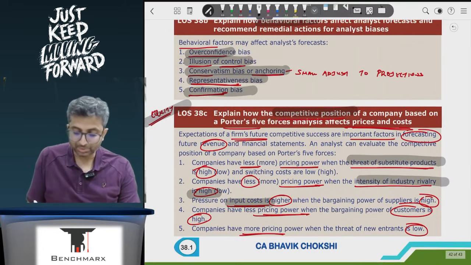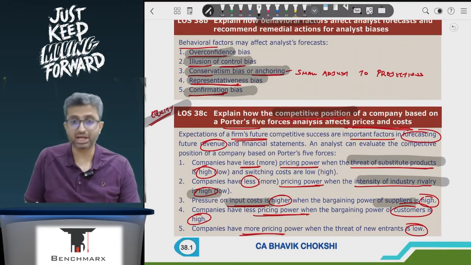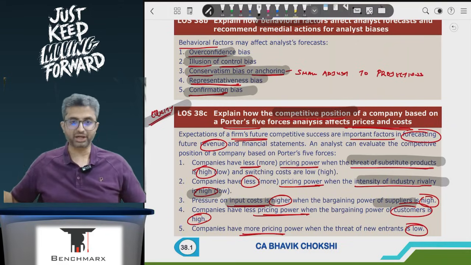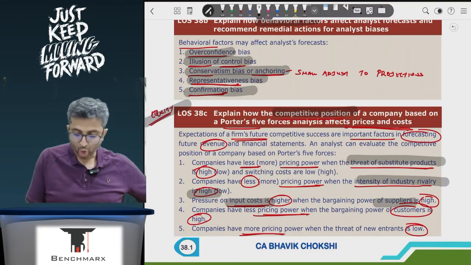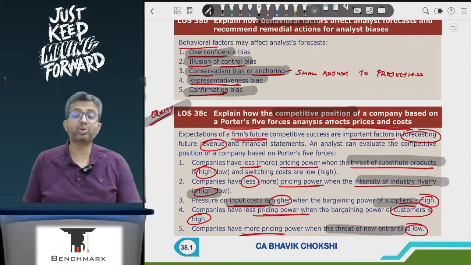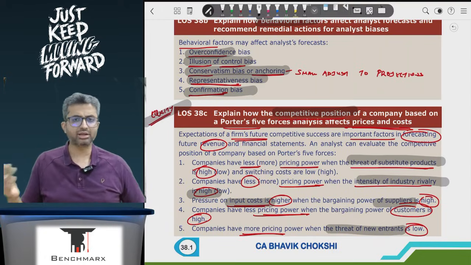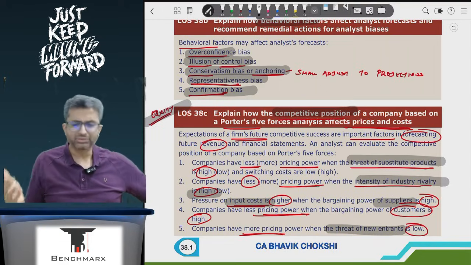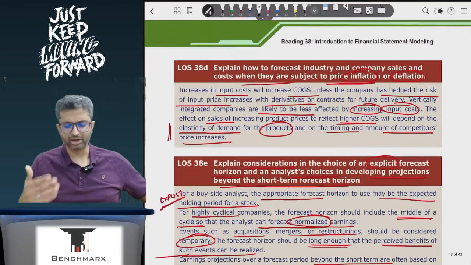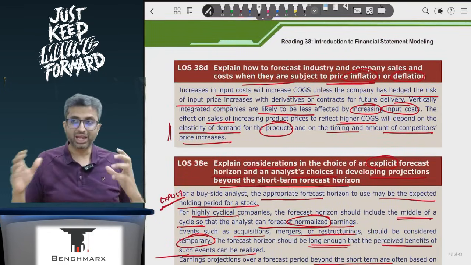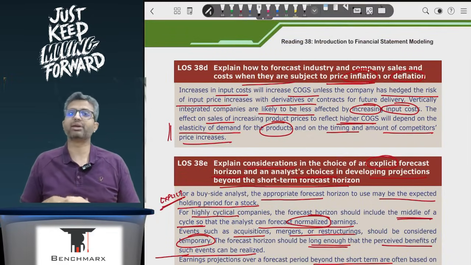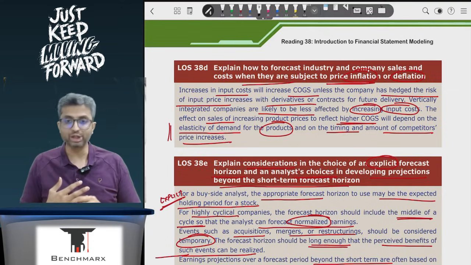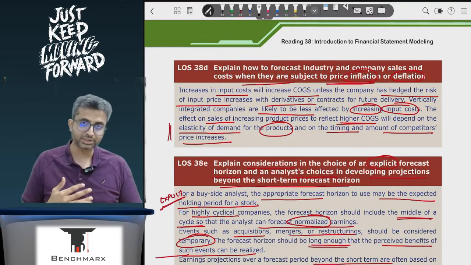If the pressure on your input cost is higher, that is, suppliers have good bargaining power, then again you will have lesser pricing power. So over here, if the threat of new entrants is quite high, then you again have lesser pricing power. If the threat of new entrants is low, you have higher pricing power. So all of this will be done in Porter's 5 principles, and to figure out your ability to predict the sales growth or sales price increase, you should look at Porter's 5 principles and figure out how well you are placed vis-a-vis them.